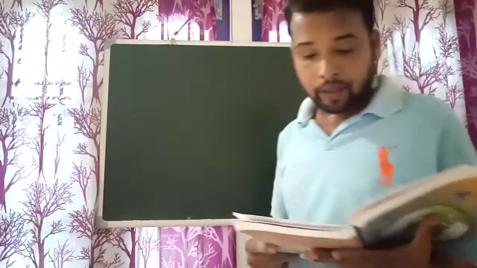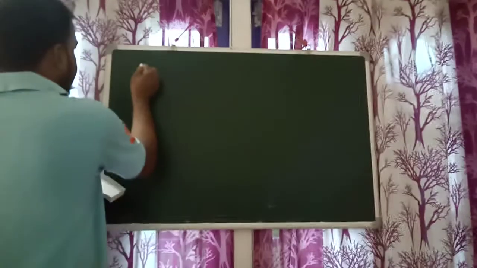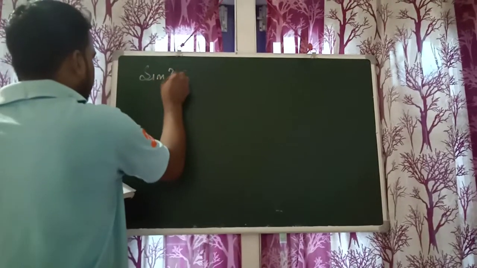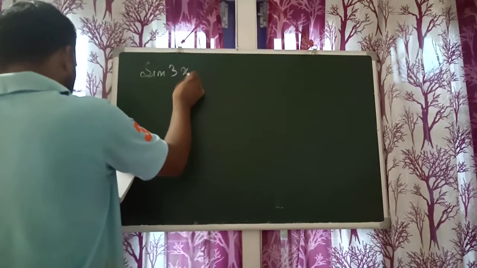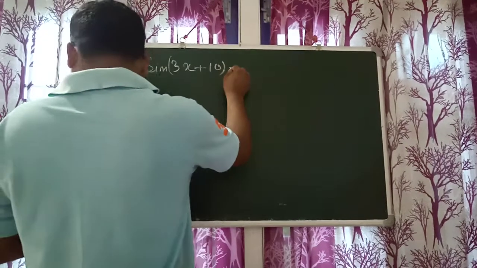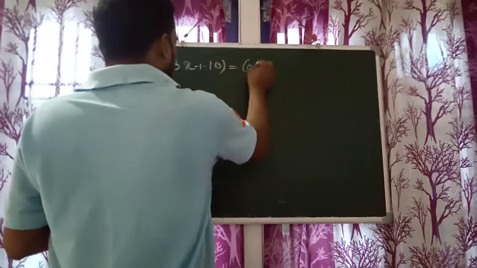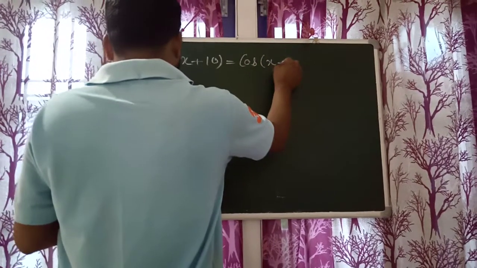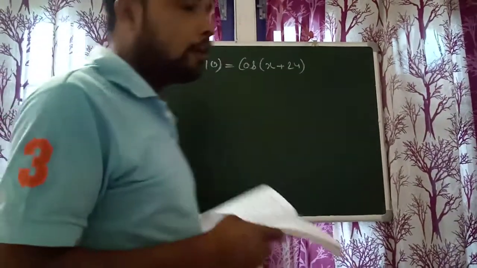I have done the last one. Okay, now see, if sin 3x plus 10 is equal to cos x plus 24, then find the value of x.